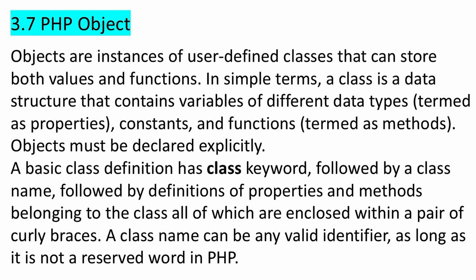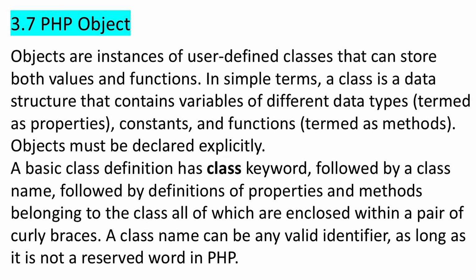After defining a class, you can create an object from it by using the new keyword, like $myCar = new Car. This means $myCar is now an object of the Car class, and it can use all the properties and methods defined inside that class. The class name can be any valid identifier in PHP, but it cannot be a reserved word such as if, while, or echo. This makes class naming flexible while maintaining PHP's coding rules.